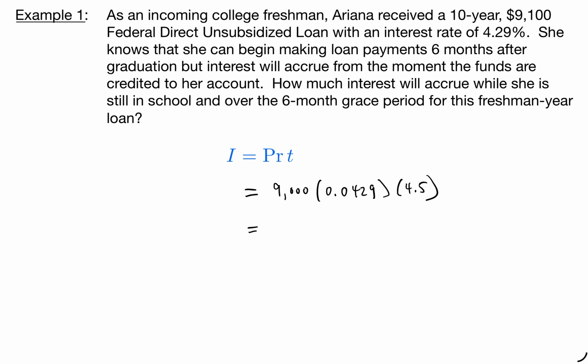Punching that into the calculator, we get 9,100 times 0.0429 times 4.5, which is $1,756.76. So that is the amount of interest that will accrue while she's still in school and over the 6-month grace period after graduation.